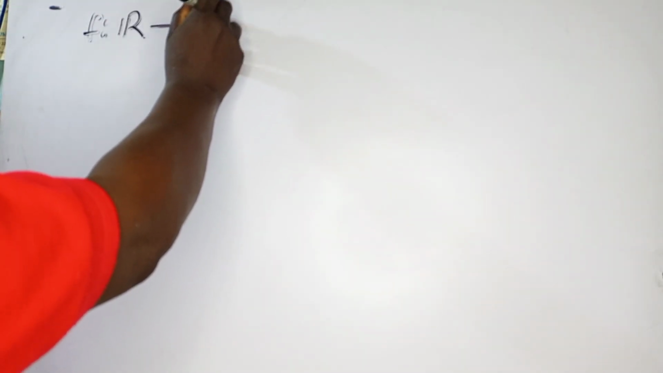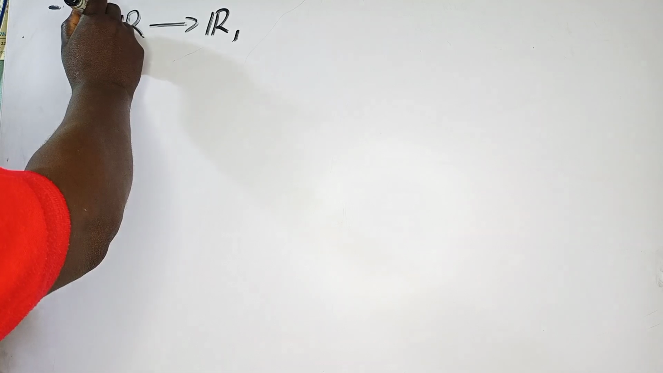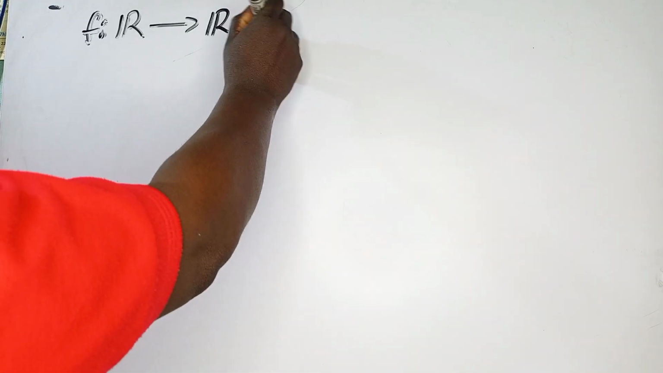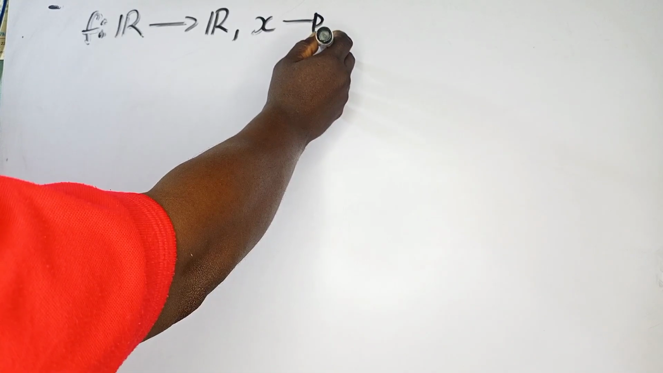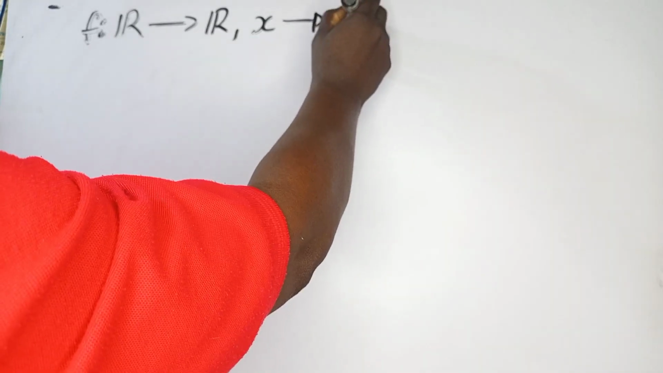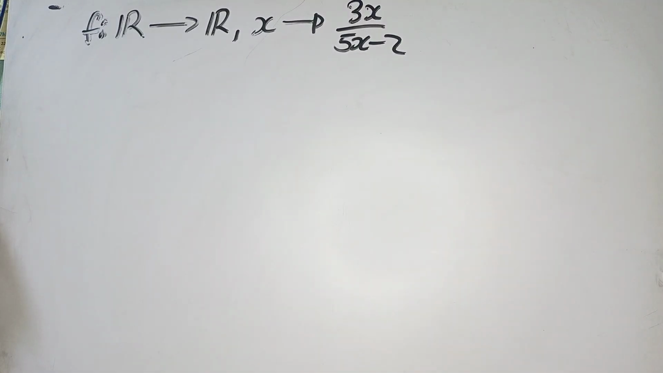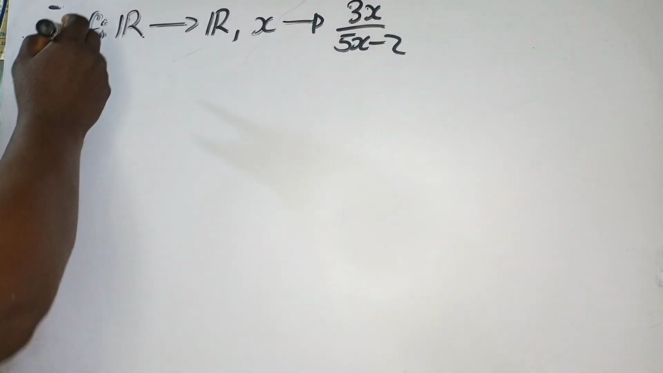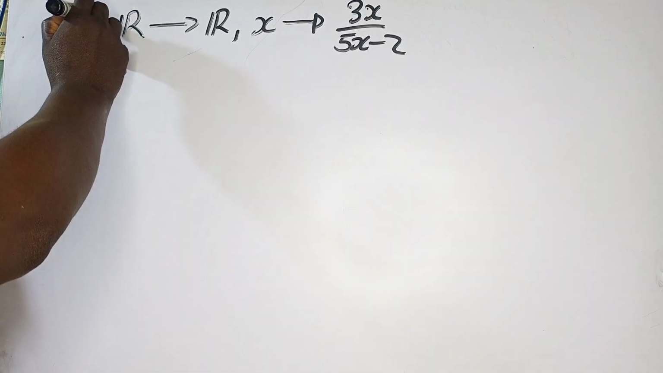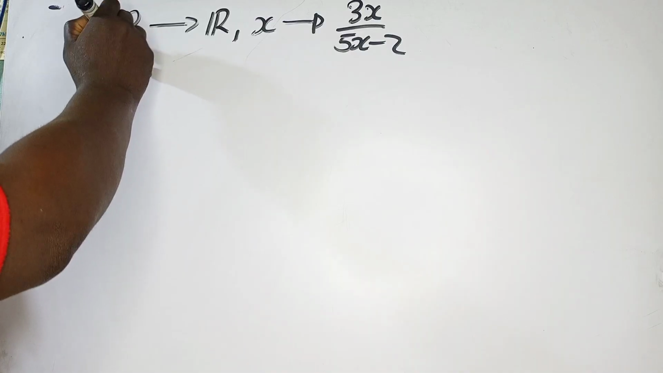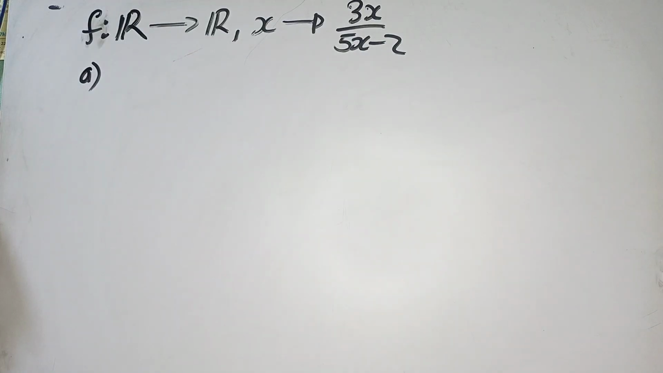We have the function f. The domain is the set of real numbers, the codomain is the set of real numbers. It takes x and maps to the expression 3x all over 5x minus 2. Now we want to state the domain of the function.